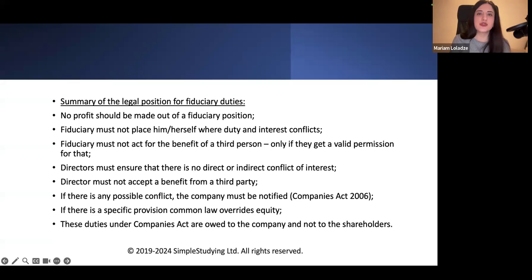So these are fiduciary duties that are the same for company directors and the company, as well as the trustees and beneficiaries. The people in fiduciary positions cannot take advantage of their positions to profit from their position without the permission of the beneficiaries.